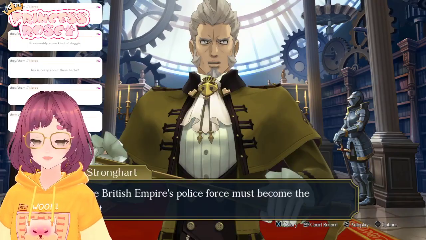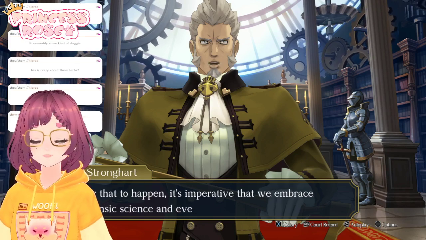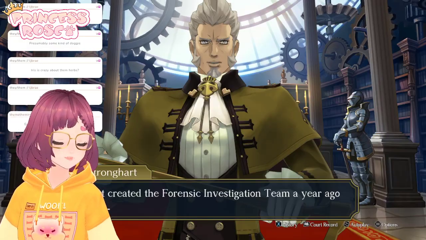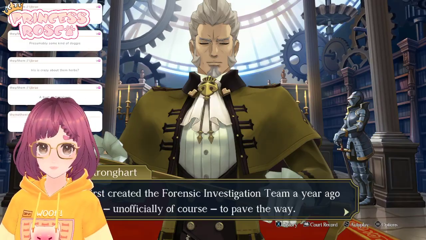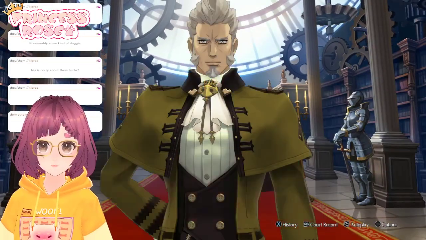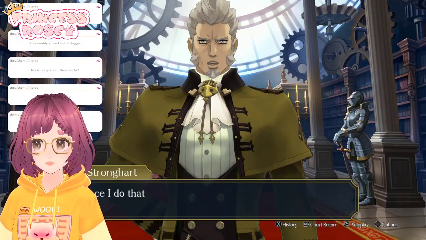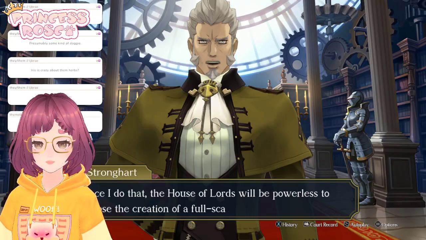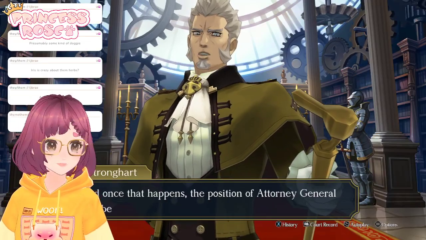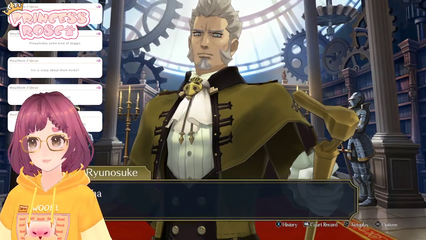The British Empire's police force must become the most exemplary in the world. For that to happen, it's imperative that we embrace forensic science and everything it has to offer. I first created the forensic investigation team a year ago now, unofficially of course, to pave the way. Goodness, a year ago? At next month's symposium, I intend to present the results of their work to the world. Once I do that, the House of Lords will be powerless to oppose the creation of a full-scale forensics division. And once that happens, the position of Attorney General will be mine, and criminals will suffer dearly.